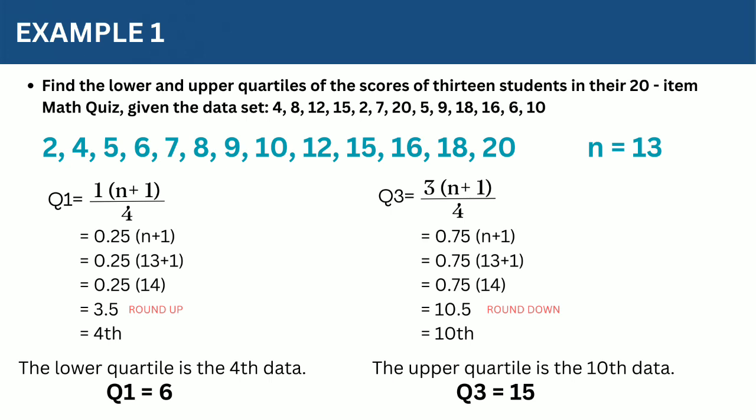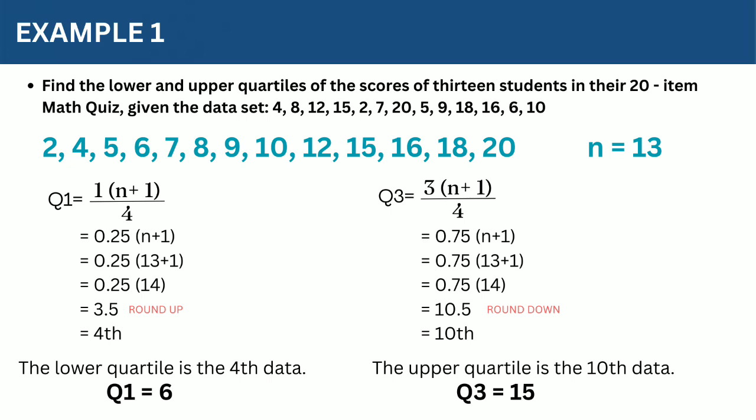First we put in the formula, then we substitute the given. So instead of writing 1, I put in 0.25 times the quantity of n plus 1. Next, I changed n into 13 since it is the total number of students who took the quiz. Next, we add what's inside the parentheses. So 13 plus 1, we get 14. Then, we multiply 0.25 and 14, we get 3.5. Since it is not a whole number and it belongs in the first quartile, then we have to round up. So 3.5 is now 4. Therefore, the lower quartile is the fourth data, which is the number 6.